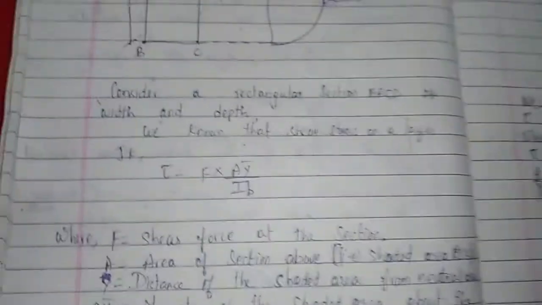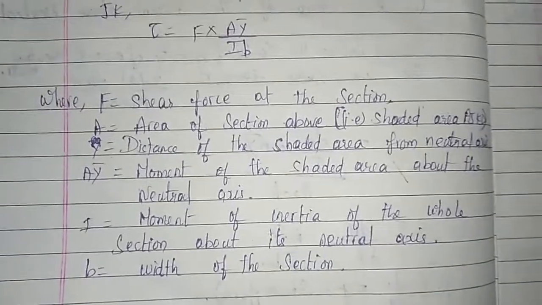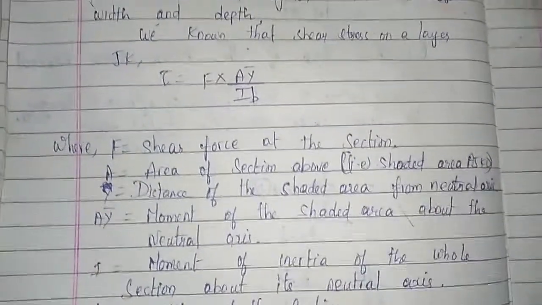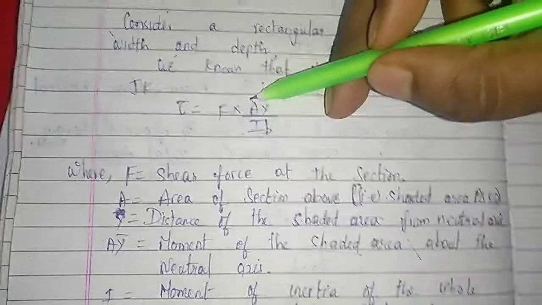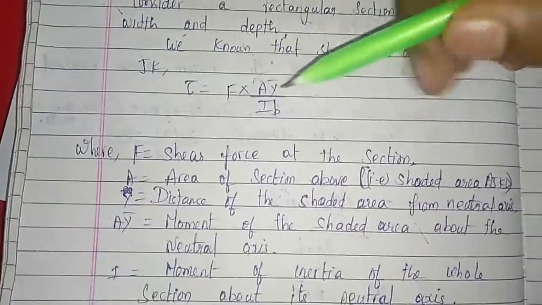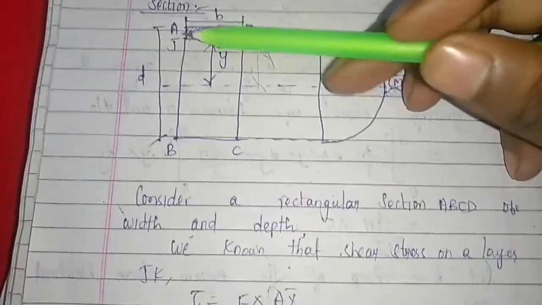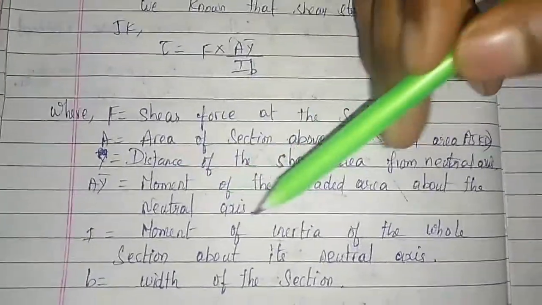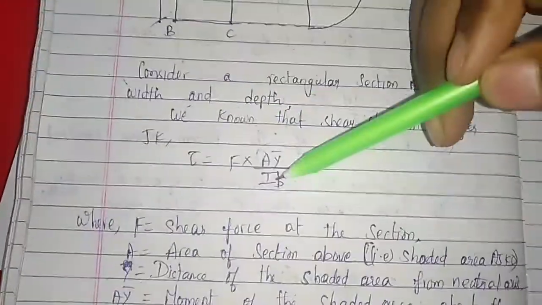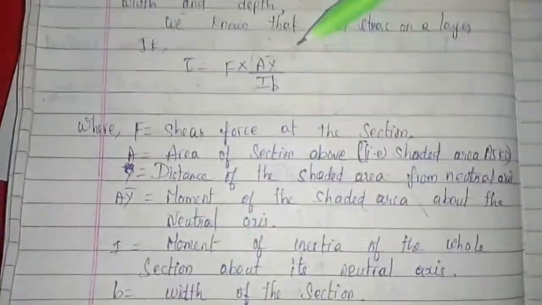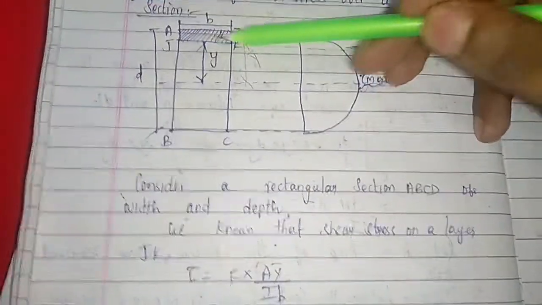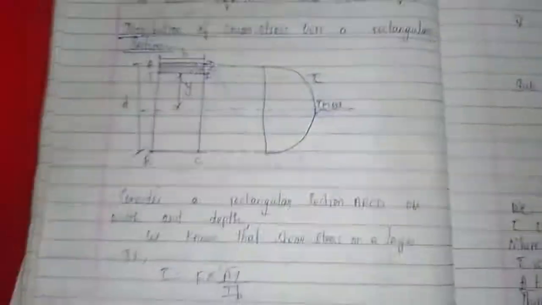Okay, next one, A into y bar. See, this A into y bar is nothing but the moment of the shaded area about the neutral axis. A into y bar is nothing but the moment of the shaded area. I is the moment of inertia of the whole section, and B is nothing but the width of the beam section. You understand?